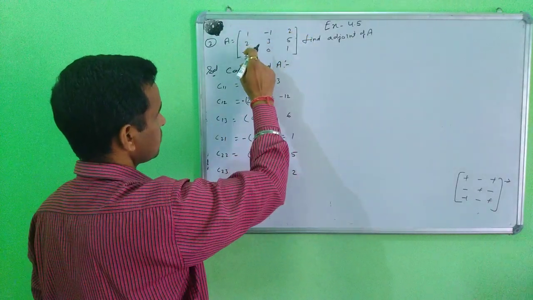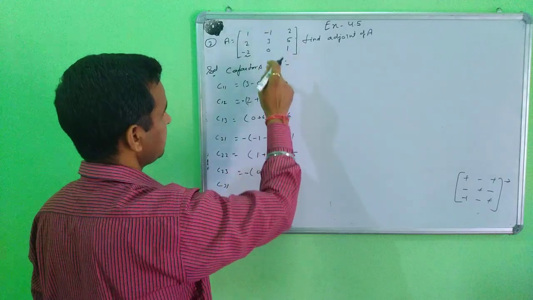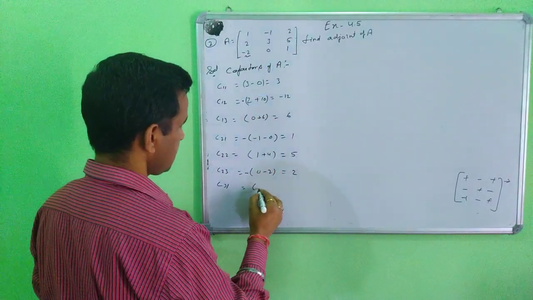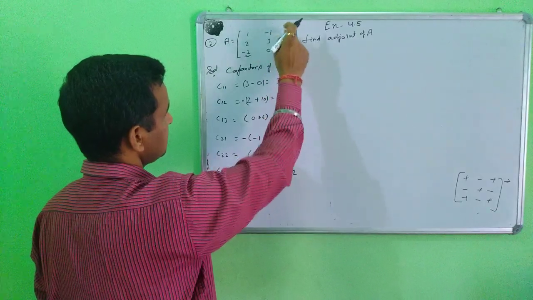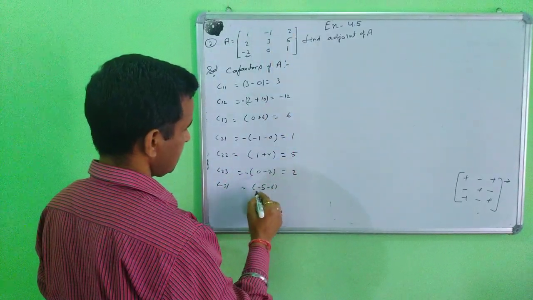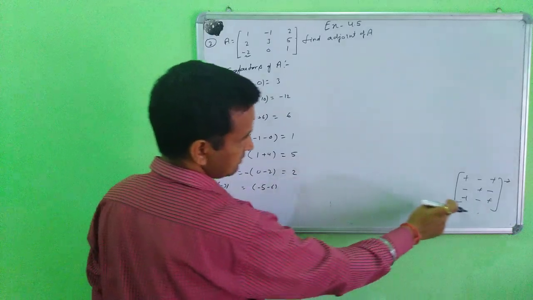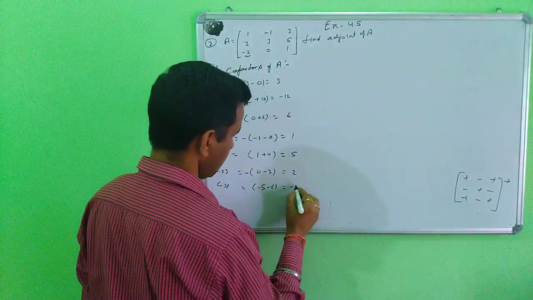The first column and third row will be hidden here. So minus 5 and 3 2 is 6, minus 6. And this sign here for 3 1 is positive, then here minus 11.